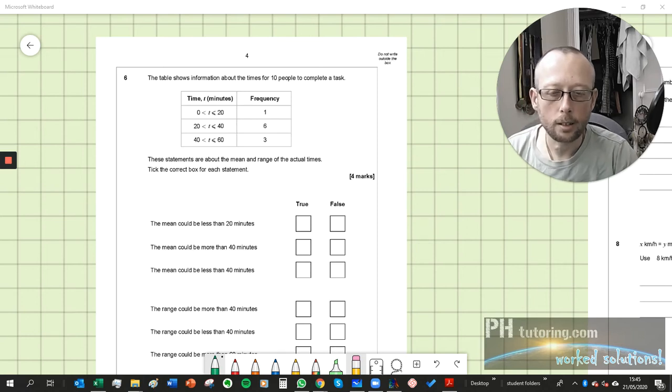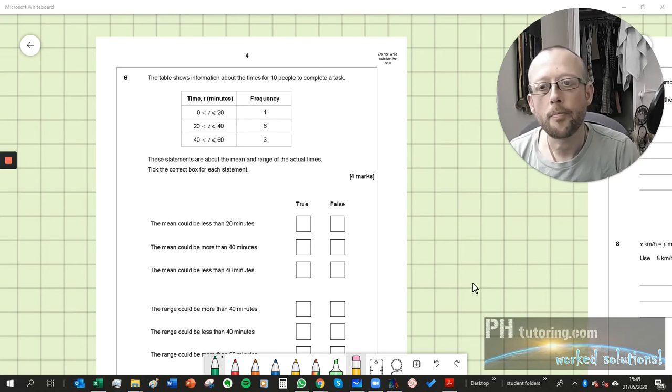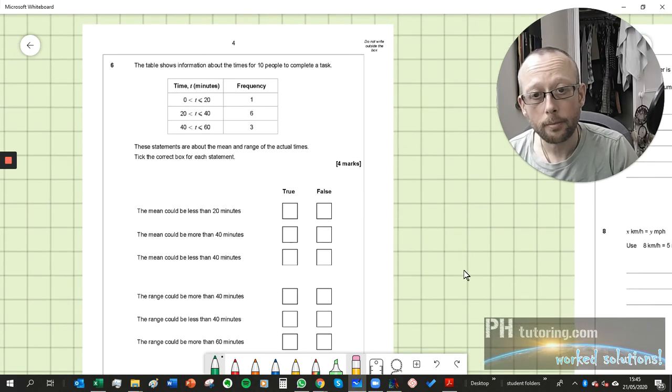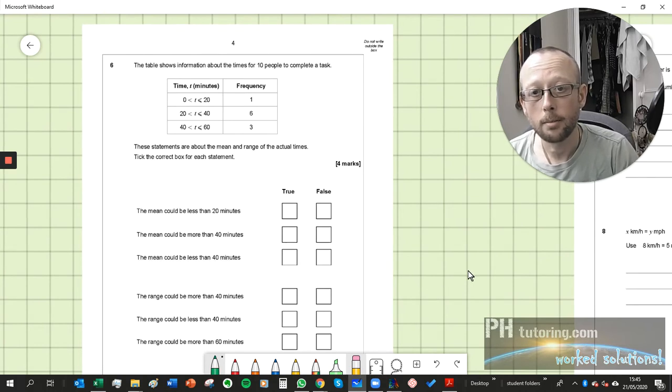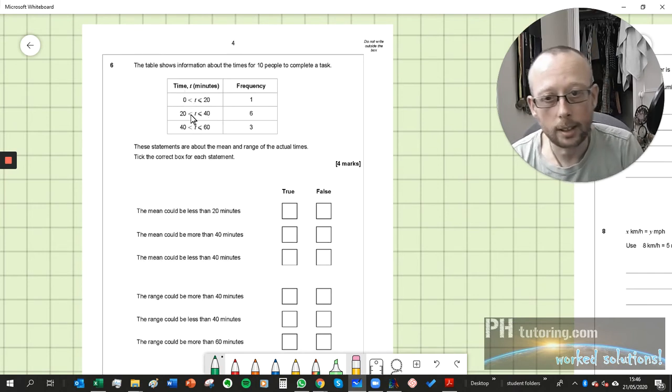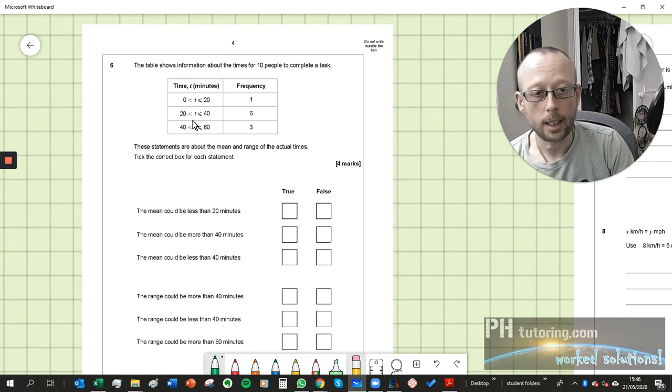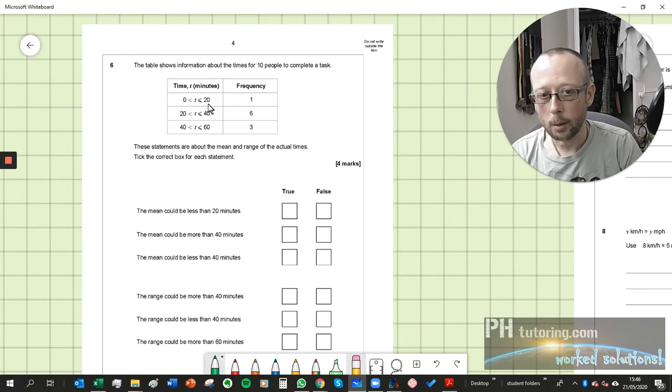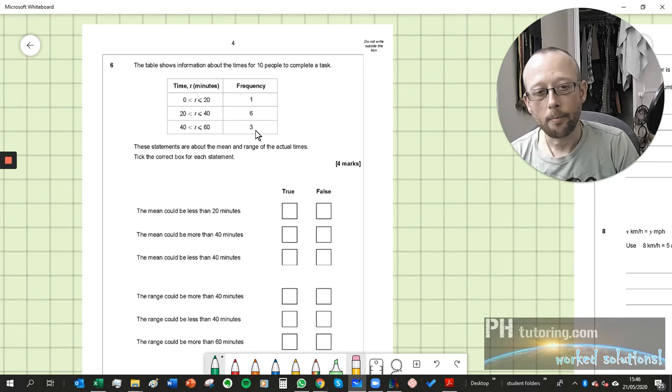Right, question 6, on to the slightly longer questions. The table shows information about the times for 10 people to complete a task. The frequency is the number of people, and this is the range. The range is always the same in this case, but we're saying that one person was able to complete the task somewhere between 0 and 20 minutes. 6 people were able to complete it somewhere between 20 and 40, and 3 people somewhere between 40 and 60.